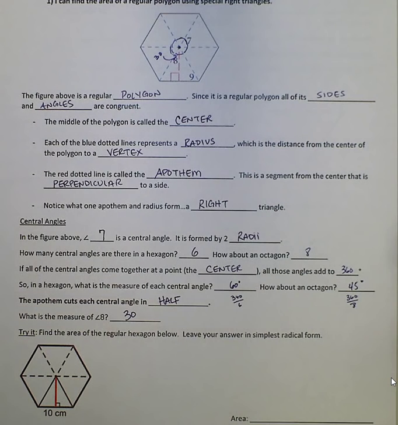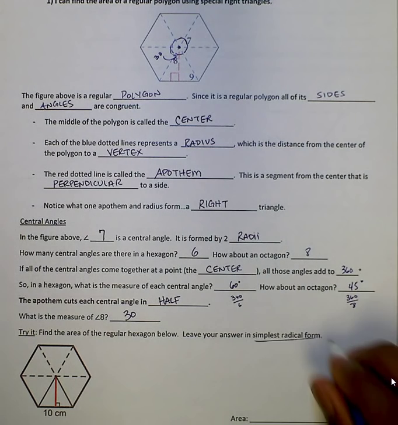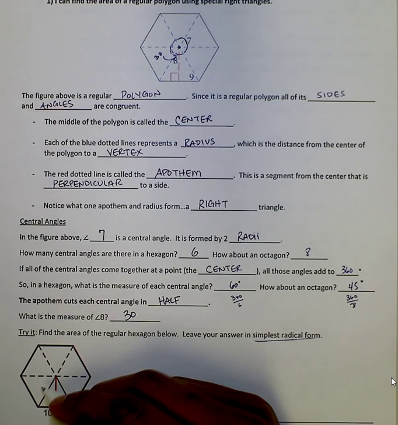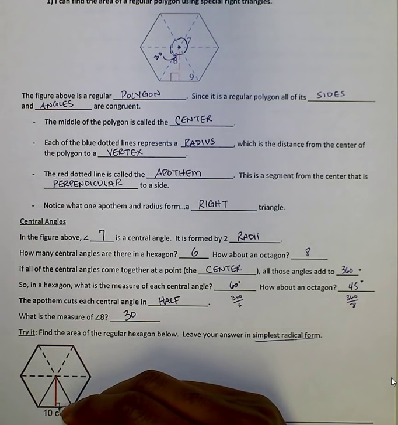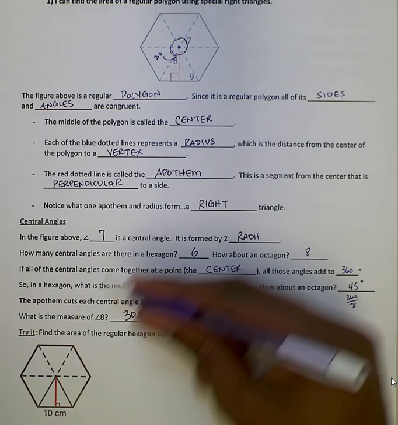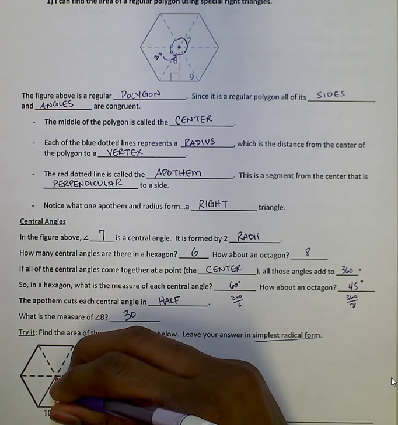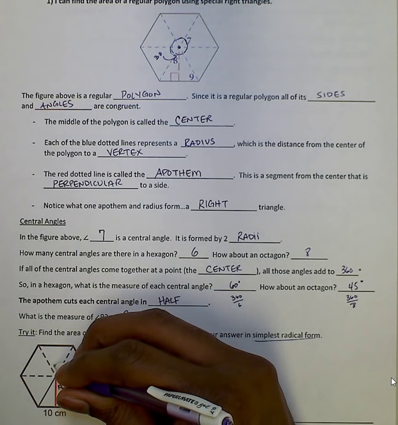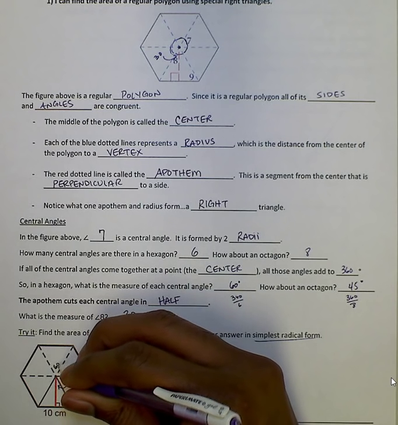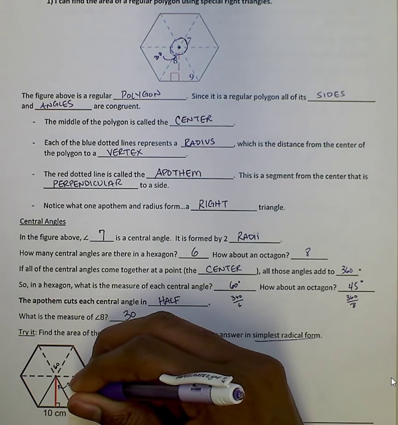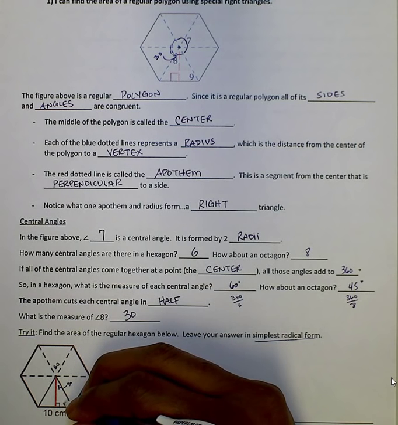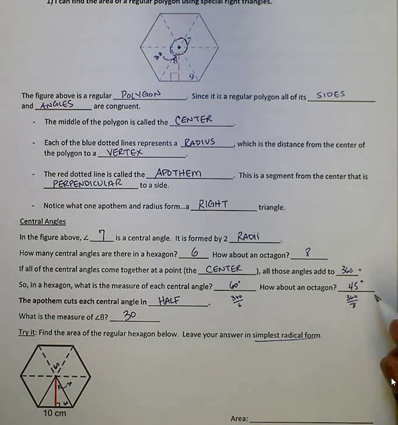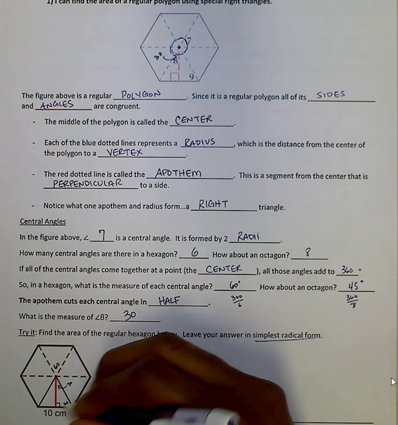Let's find the area of a regular hexagon below. They want us to leave our answer in simplest radical form. They gave us a triangle with the apothem here. It's a hexagon, so we know the central angle is 360 divided by 6, 60. The apothem cuts that in half, making it 30. It's a 30, 60, 90 triangle. To find the area of this triangle, I already have the base, which is 10. I need to now find the height.